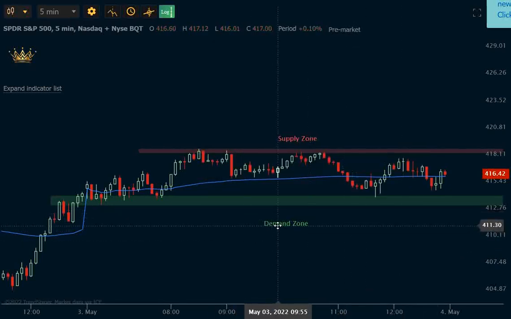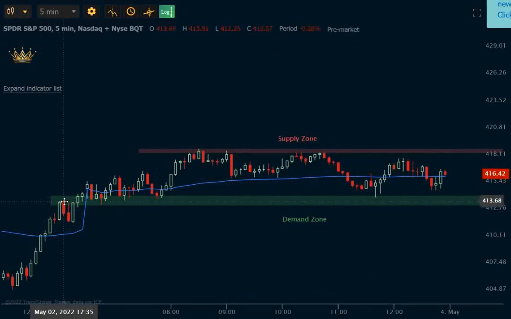All right. So this is your demand zone down here. This is where you want to look to go long. Here is where you want to look to go short. If you are in a long position, this is your profit target. If you're in a short position, this is your profit target here.